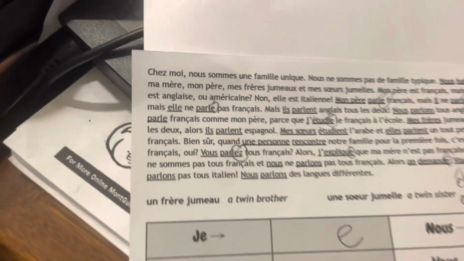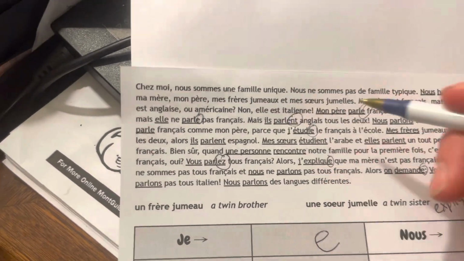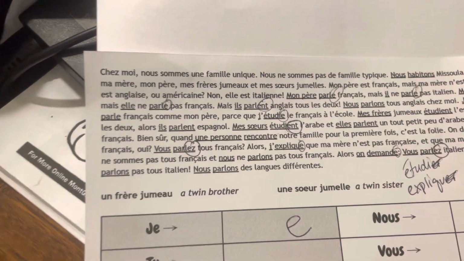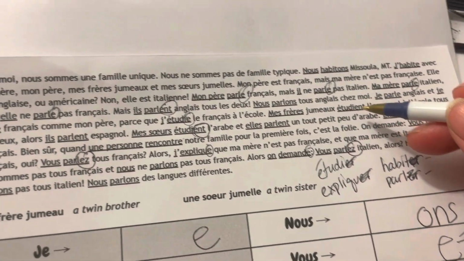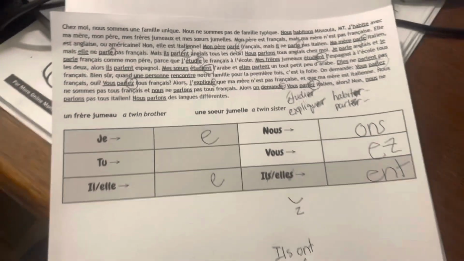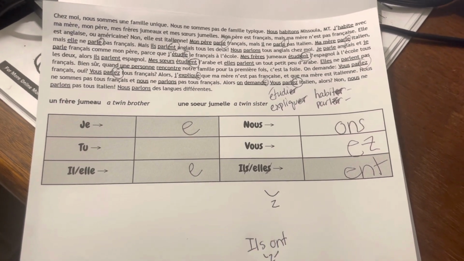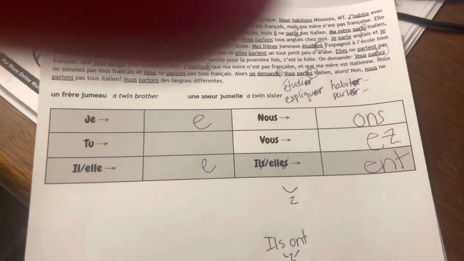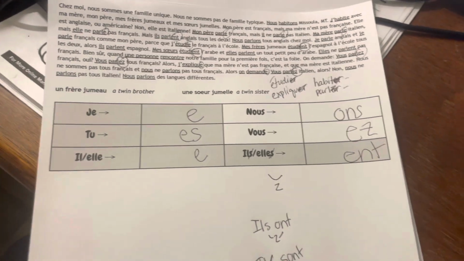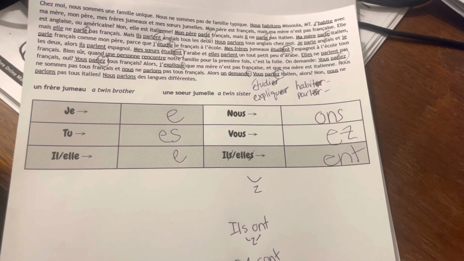All right, so I see when we've got it up here, we've got ils with an ENT. Mes sœurs, that would be an elles, more than one, right? So that's an ENT. Mes frères jumeaux, my twin brothers, that would be an ils, a they, an ENT. So that's how we get to the answer, that the ending there is ENT. So if you got there, awesome, bravo. The only one that we didn't see here is a tu, and you guys have already started to see that with tu aimes a little bit. So those are the endings, E, ES, E, ONS, EZ, ENT.